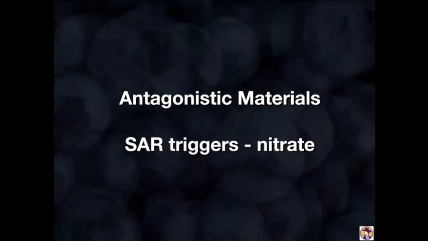Another example of antagonistic materials is products which produce a SAR trigger effect, such as the chitosan that I was referring to earlier, or plant growth promoting rhizobacteria, or products such as Regalia, for example. Japanese knotweed extract produces a SAR trigger effect.